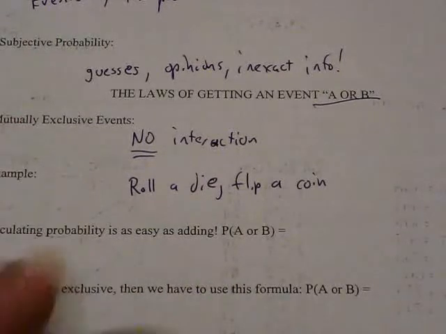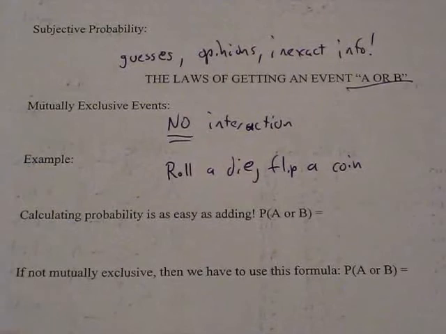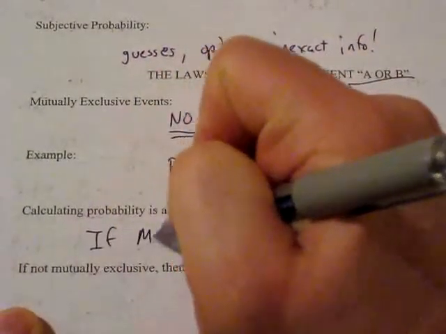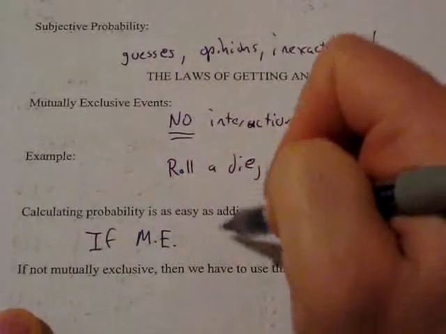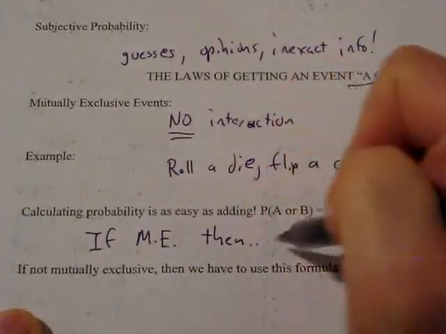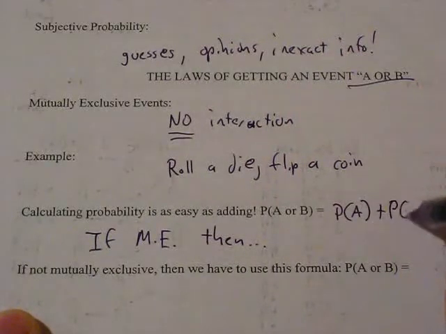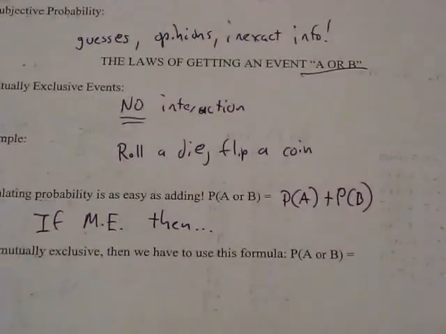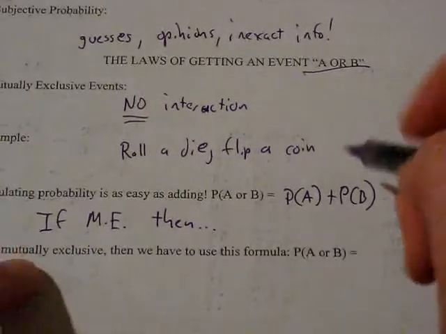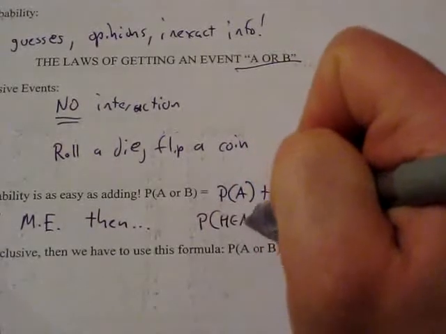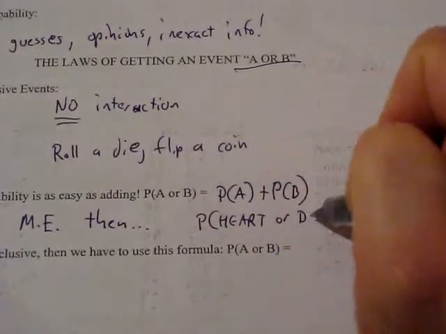Now, the good news is, if two events are mutually exclusive, then we can do a very simple calculation to figure out the odds of it actually happening. So, if mutually exclusive, then we can take the probability of A and add the probability of B together to get our results. And that will tell us our chances of winning. So, for example, if we wanted to find out the probability of drawing a heart or a diamond out of a deck of cards.